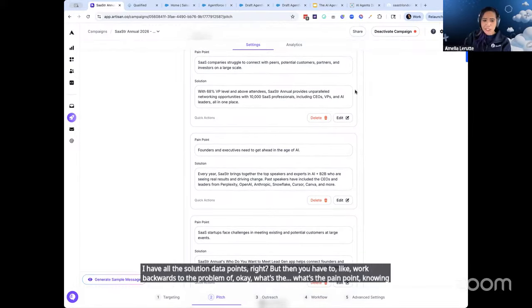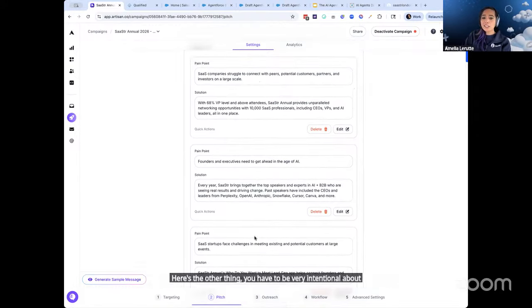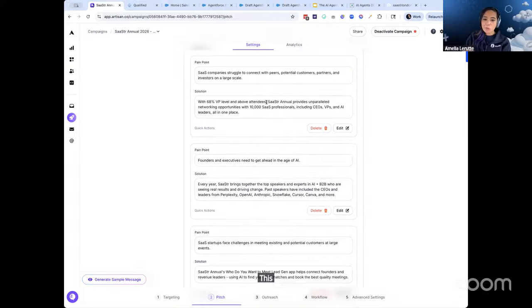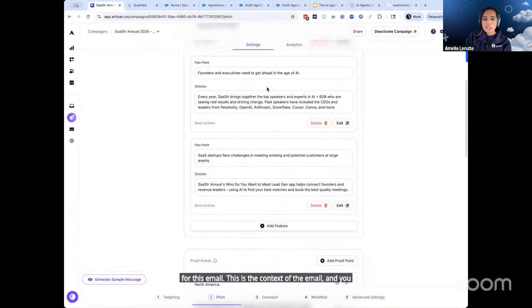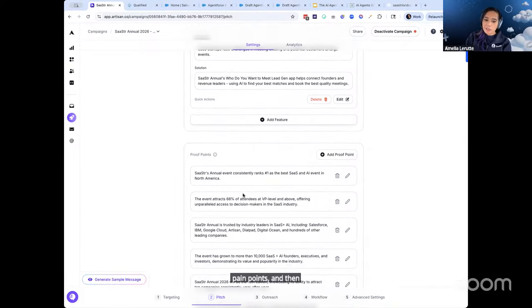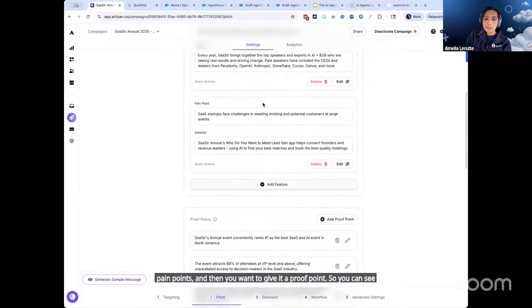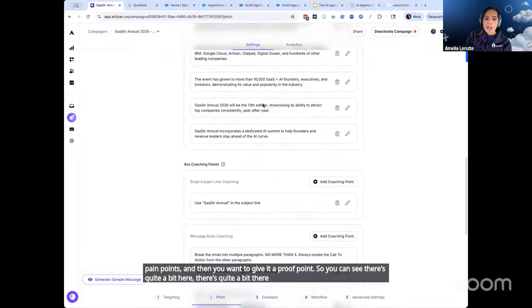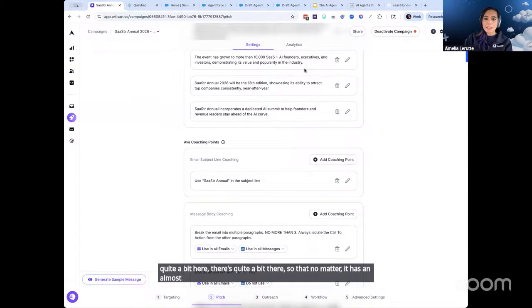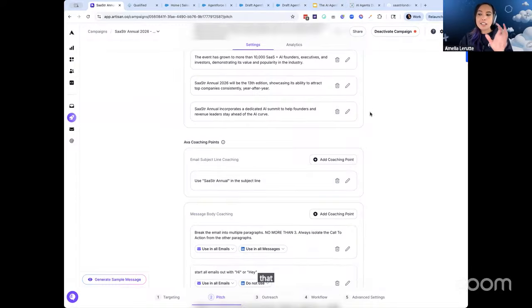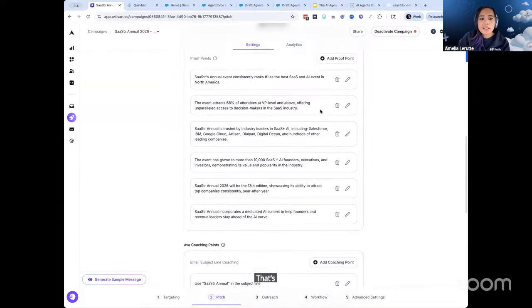Here's the other thing, you have to be very intentional about this because it's going to use all this. This is basically what you're telling the agent you want it to say for this email. This is the context of the email, and you want to give it enough pain points, and then you want to give it enough proof points. So you can see there's quite a bit here, so that it has an almost endless combination that it can then contextualize to this person and send them an email. So that's again a little bit of the nuance there.